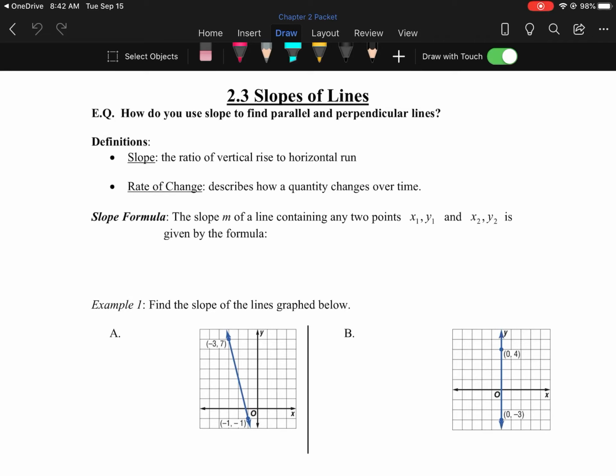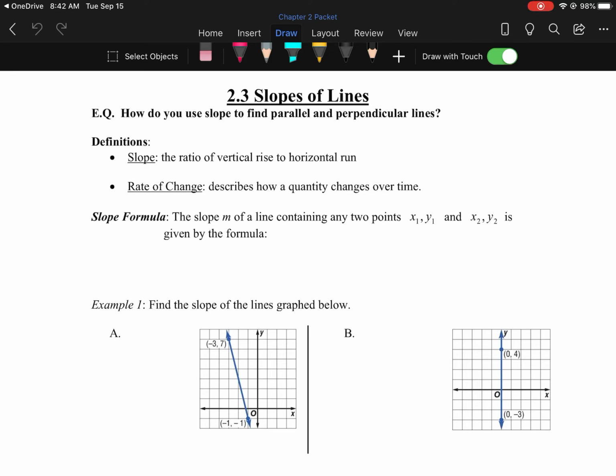Today's lesson is section 2.3, and we're going to be talking about slopes of lines. By the end of class today, you should be able to use slope to find parallel and perpendicular lines. Now this should be a nice review from Algebra 1, and tomorrow's lesson, or section 2.4, should be as well.